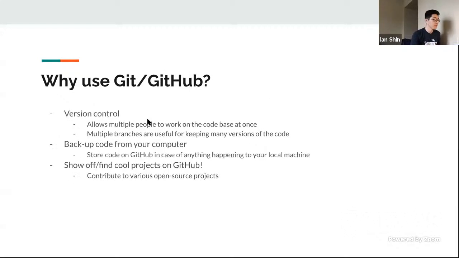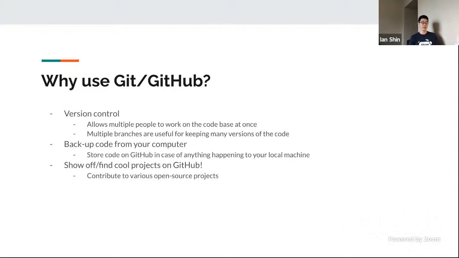So why use Git or GitHub? That's a good question. Like we said in the previous slide, it's a really great way to do version control, and it allows multiple people, a team, to work on a single code base at once. It allows you to have multiple branches for keeping different versions of the code, for implementing different functionalities or different parts of the code. And this is more towards the GitHub side: it's meant to be a backup for your computer. It helps you store your code on GitHub in case anything happens to your local machine, your computer dies, it gets destroyed, whatever. There's going to be a copy online for you to pull from.